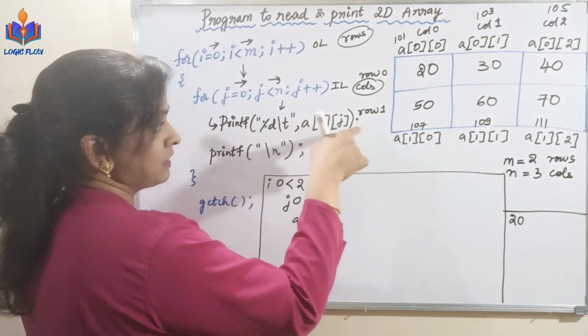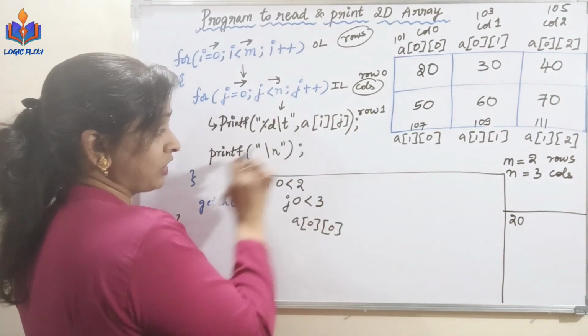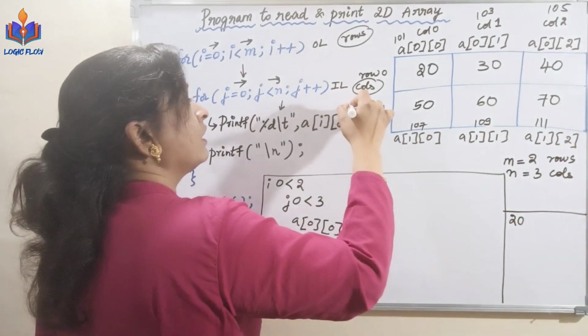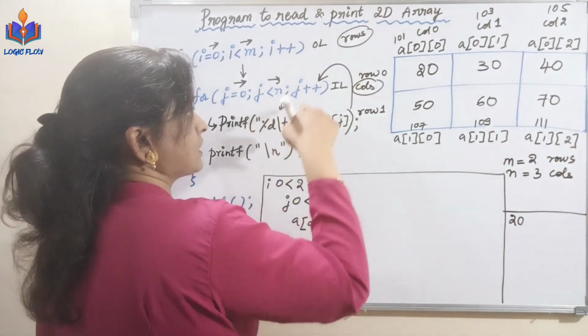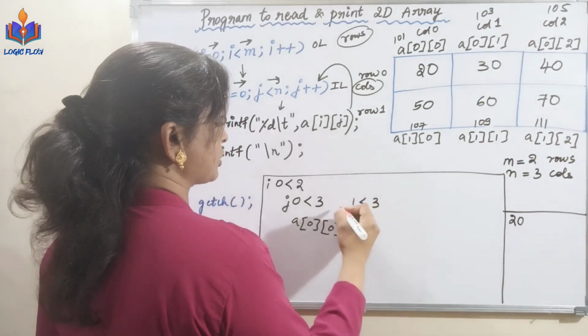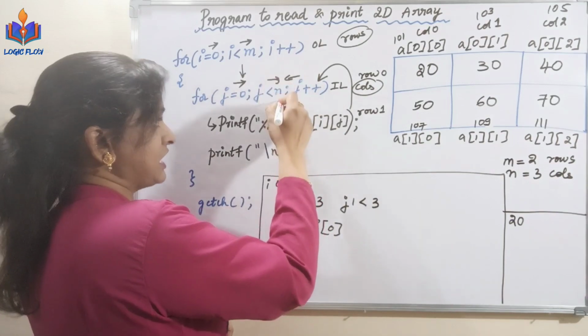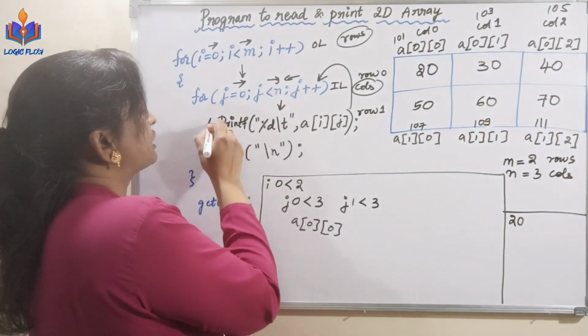Immediate statement done. So based on this inner loop condition, only one statement gets executed. This will not be executed. Then control goes to inner loop progress. J gets increased. J becomes 1. 1 less than 3. This is the J value. 1 less than 3. Check the condition. Yes. Condition true. Execute this statement.